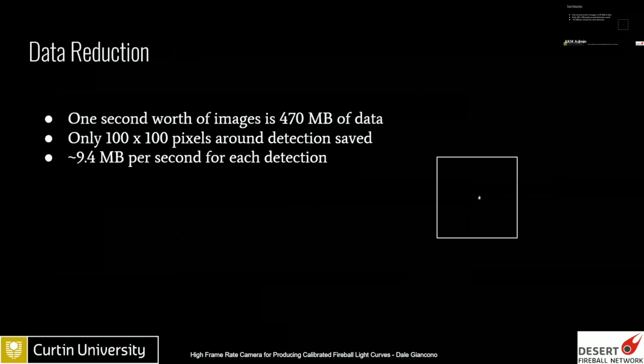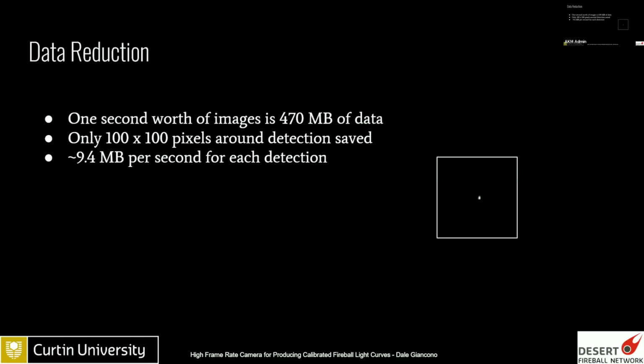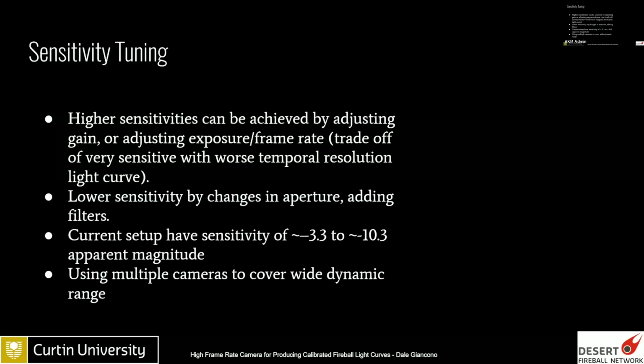We deal with a huge amount of data. It's about 470 megabytes per second. Obviously, it's not really practical to save all of that data constantly. It's not even practical to save the entire frames of a detection, because each detection will probably end up being between 1 and 3 gigabytes of data, and factoring in false positives, you're going to fill up hard drives really quickly. So what we do is we only save 100 by 100 pixels around each particular detection, and that means we get about 9.4 megabytes per second for each detection. Not factoring in the calibration frames, but they're only about 1 megabyte, so they don't really add too much to the entire file size.